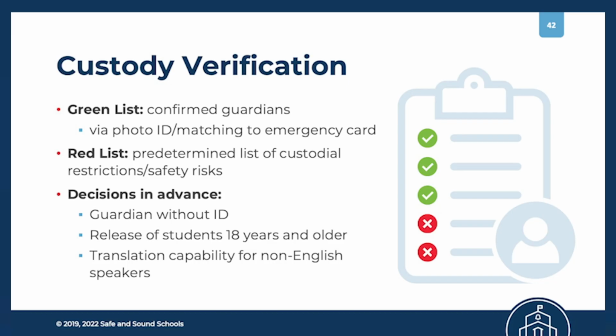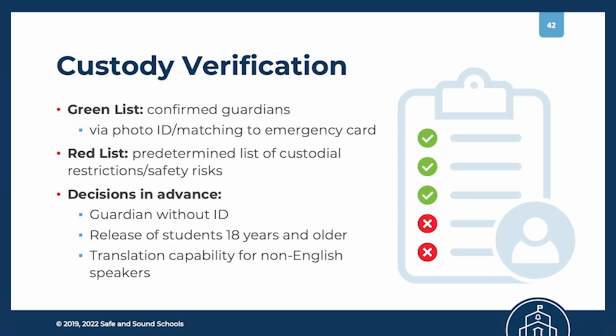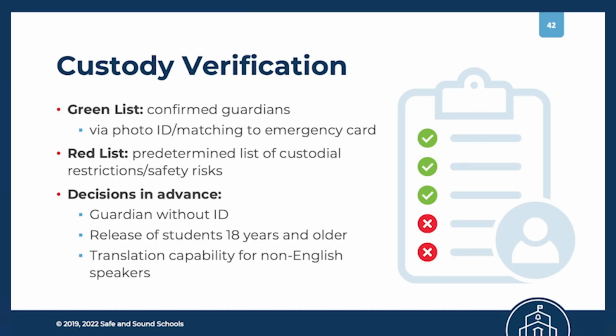And once we have been able to obtain all of that information, we can look at custody verification. Those checkers that we talked about earlier will also have at their disposal, hopefully, a green list, a list of confirmed guardians, people that are approved. They are on the go list. There should be a photo ID, a driver's license perhaps, and that should match the emergency card. There may also be a red list, a predetermined list of custodial restrictions and safety risks, such as perhaps a domestic situation. This is an important list to have predetermined and at the ready for this process.